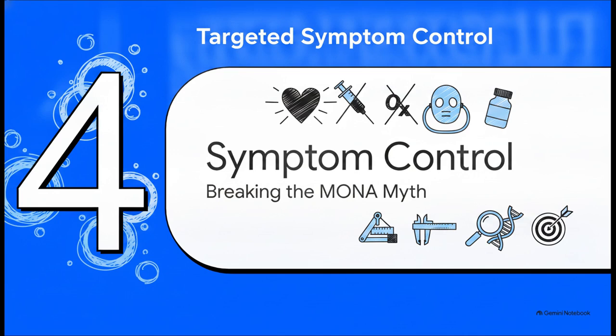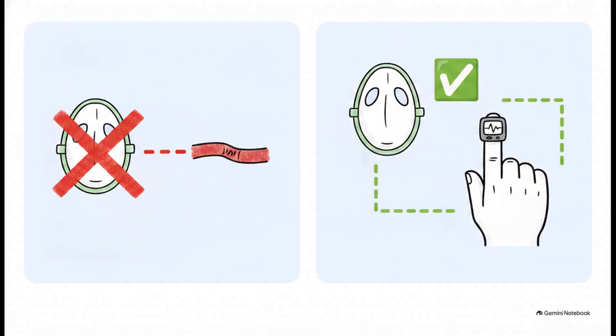Section 4. Targeted symptom control. It's time to break the MONA myth. We seriously need to rethink the outdated MONA protocol. Morphine, oxygen, nitroglycerin, and aspirin. First up, oxygen. Do not just automatically reach for the mask. Routine oxygen in normoxic patients has zero demonstrated benefit. And get this, it can actually cause direct coronary vasoconstriction. Only give supplemental oxygen if the patient's saturation drops below 90%.